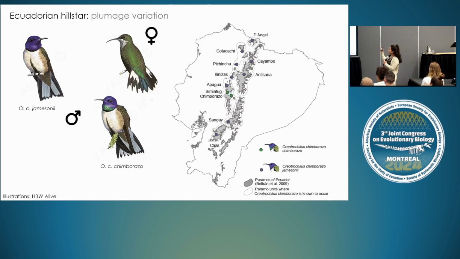We have the purple-hooded ones, and they live in most of the distribution, okay? And we have the green-gorgeted ones that live in the middle of the distribution. And I'm going to be talking about these two subspecies over and over during the talk. The females are boring, they are all the same, so they are not very informative when you are trying to understand evolution behind these plumage patterns.